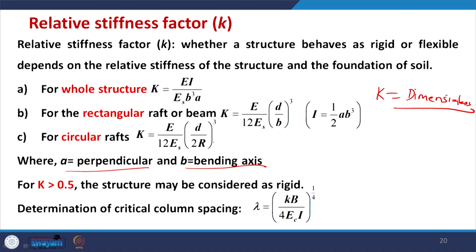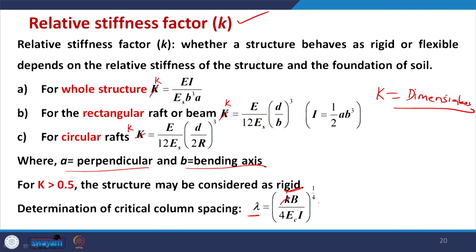Once K is known, the lambda factor, which was also coming up, can be determined from this relation, where EC is the Young's modulus of concrete, I is the moment of inertia, and K is taken from this equation. I would say it should be a small k here, sorry about that. Normally it is a small k for the relative stiffness factor. So, once you have k, B, and EC I, to the power 1 by 4, using this relation you can find the value of lambda.